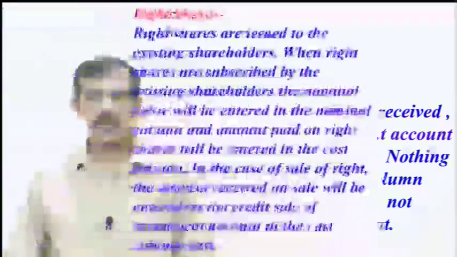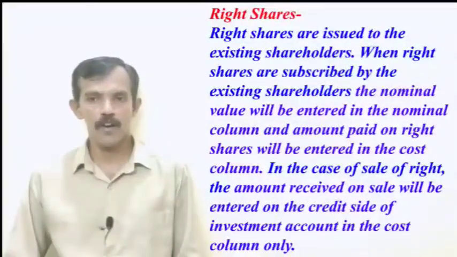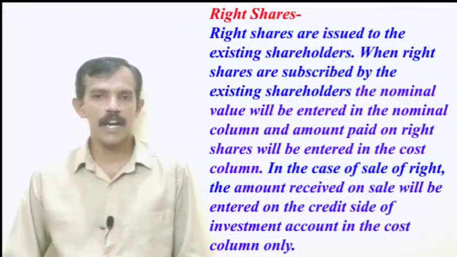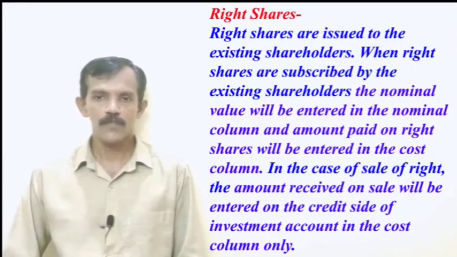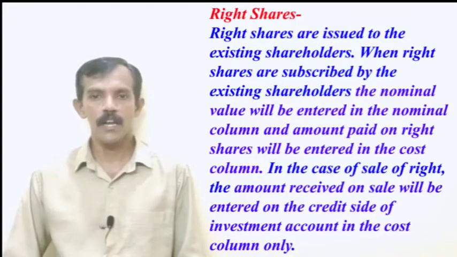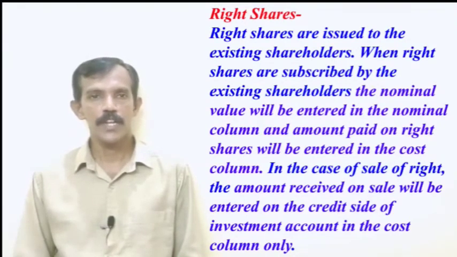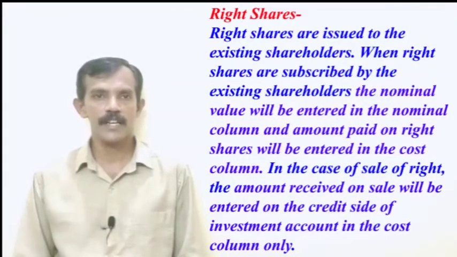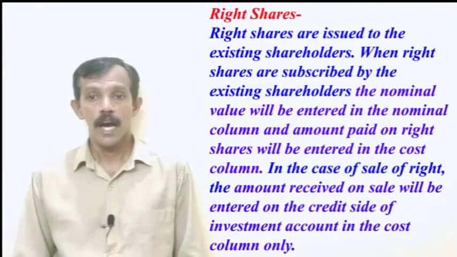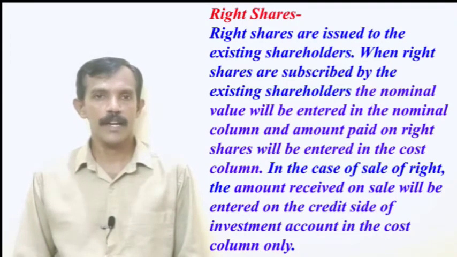Then right shares. Right shares are issued to the existing shareholders. When right shares are subscribed by the existing shareholders, the nominal value will be entered in the nominal column and the amount paid on right shares will be entered in the cost column. In the case of sale of rights, the amount received on sale will be entered on the credit side of the investment account in the cost column only.